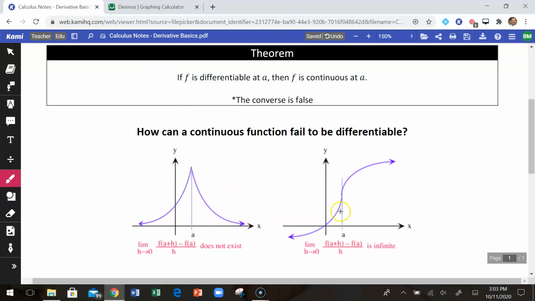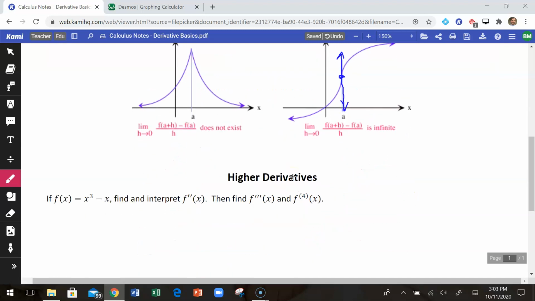Another situation would be if I have a tangent line that is vertical through a certain point. So if this point right here gave me a tangent line that would be vertical, remember a vertical line has an undefined slope, and so that's another situation where it's not going to be differentiable even though my graph was continuous through that point. Okay. So a couple things to watch out for there.